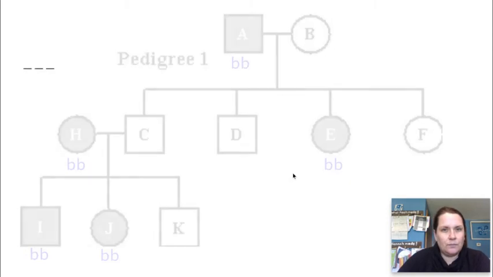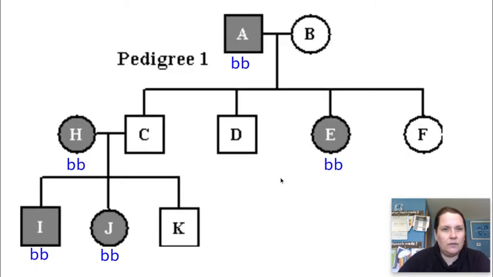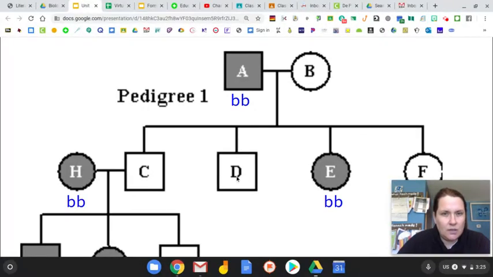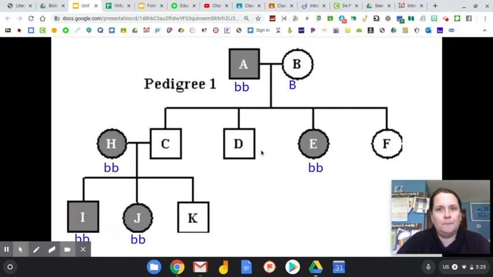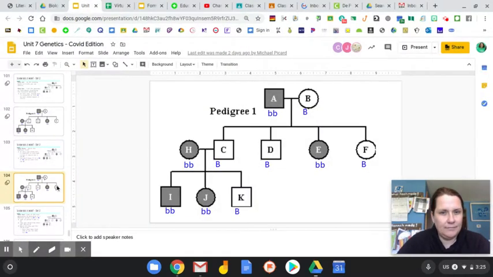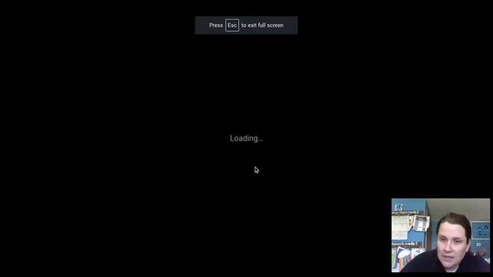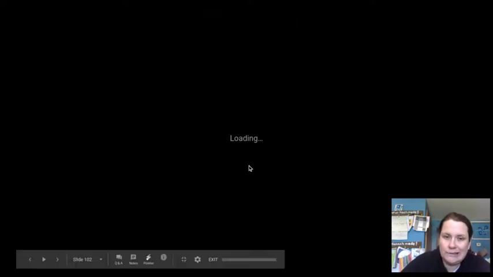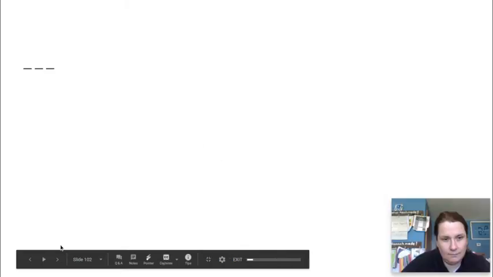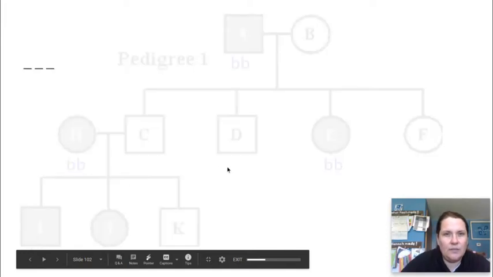What is going on here? What the heck just happened? Okay, back in it. I don't know what just happened. Sorry about that. Now it's going to take forever to load. Okay, so that was that pedigree.